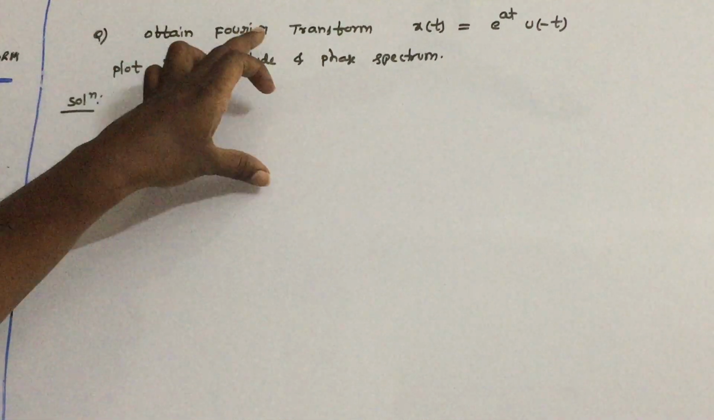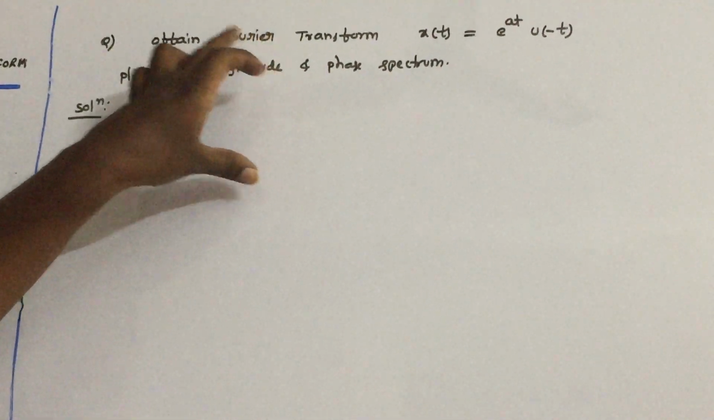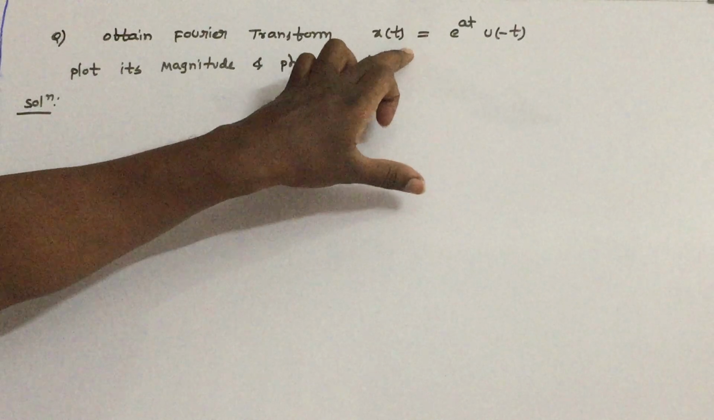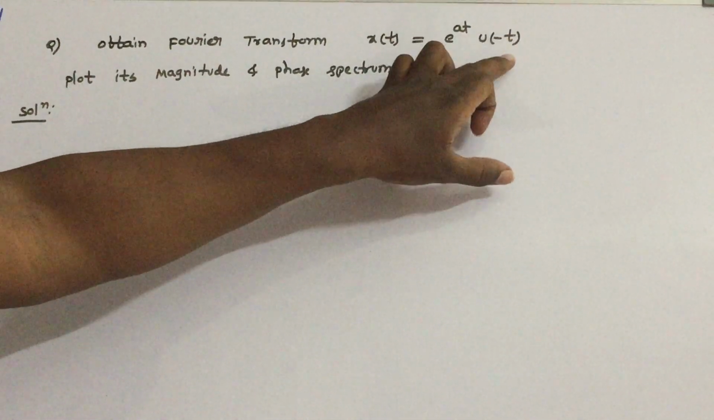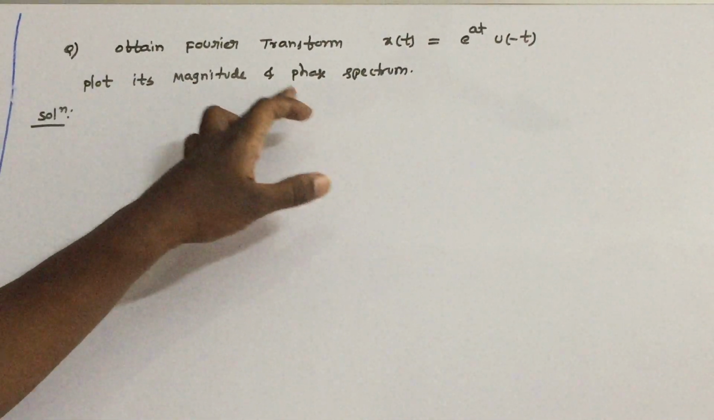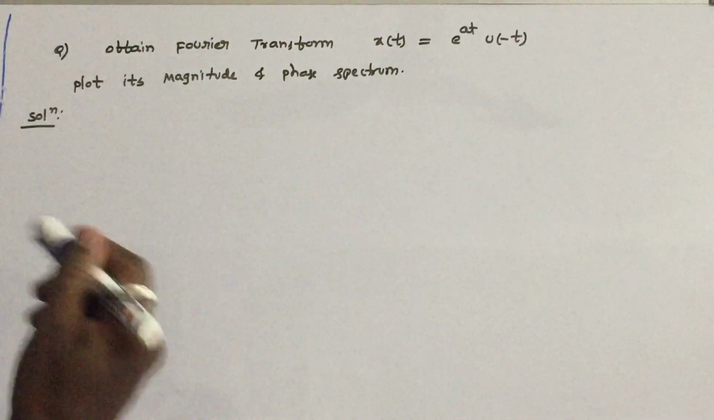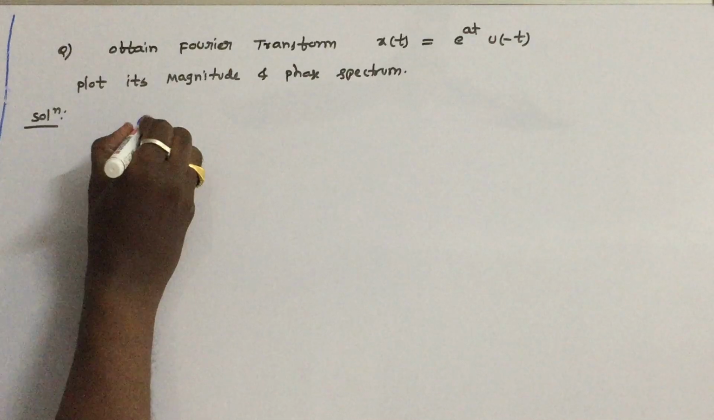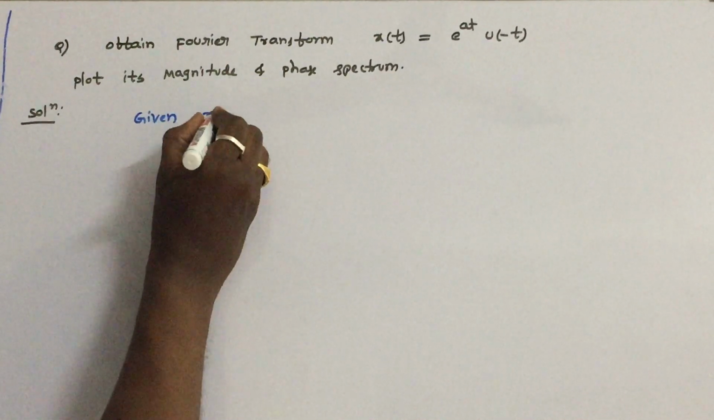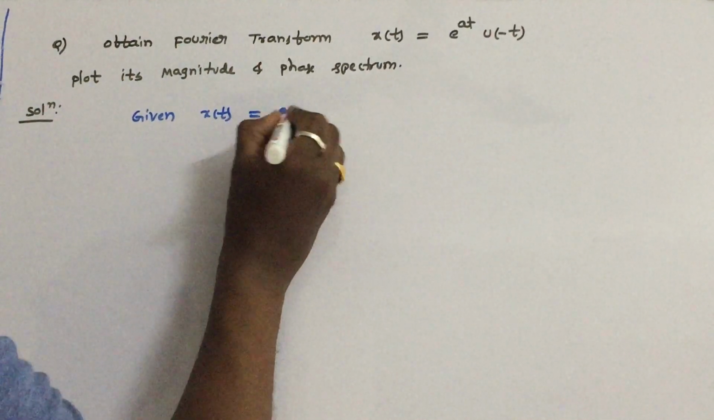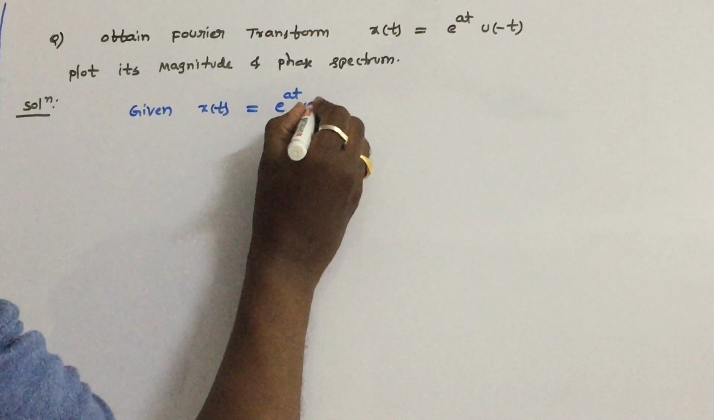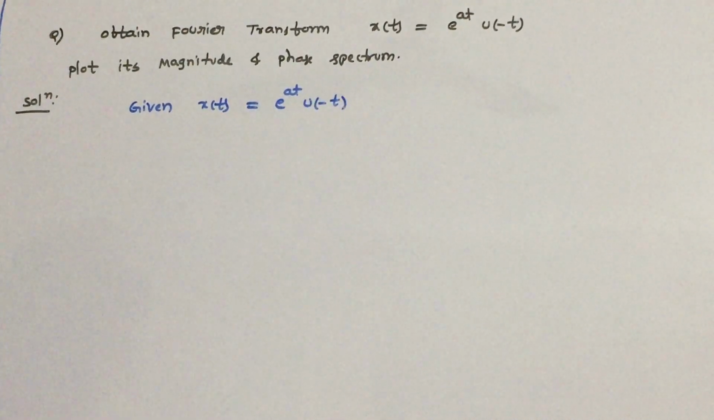So let us see one more problem on finding Fourier transform. Obtain the Fourier transform of x of t is equal to e power at into u of minus t. Plot its magnitude and phase spectrum. So very simple problem. Okay. So what is given? Given x of t is equal to e power at into u of minus t.